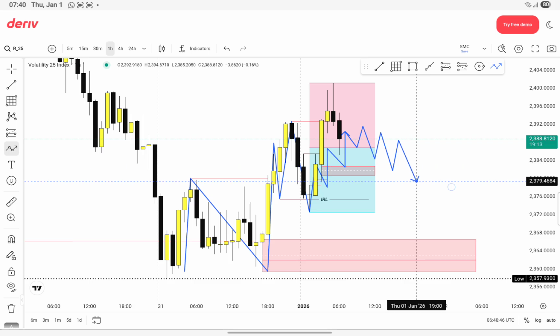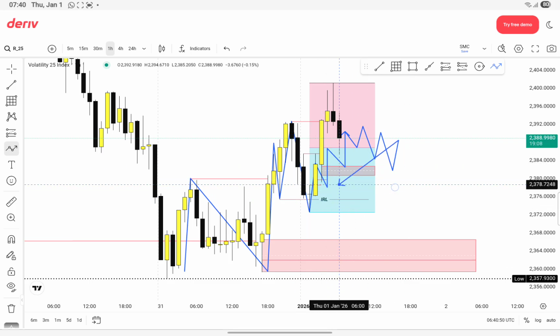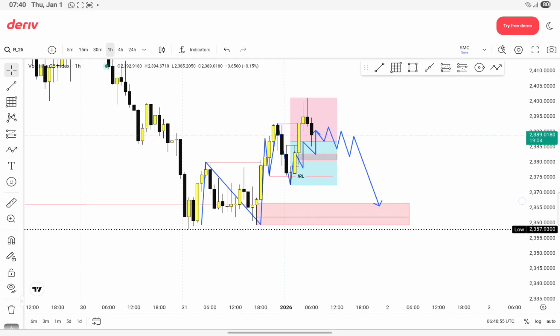You now understand that this internal range liquidity is not enough. That is when we will be using this whole point here. That's when we'll be using this high and this low, which is the internal range liquidity.